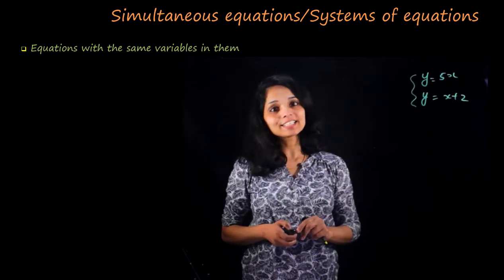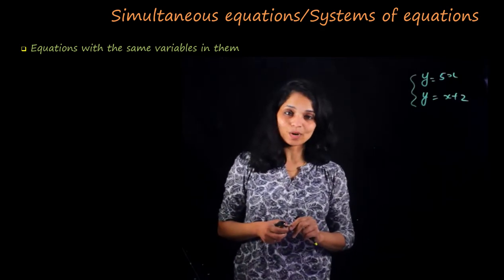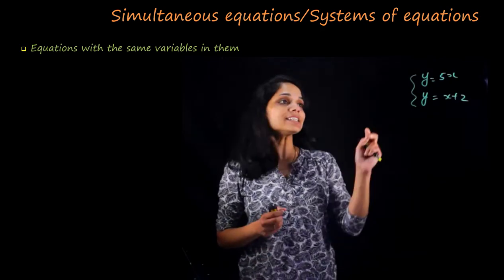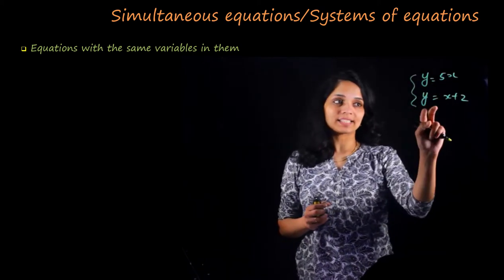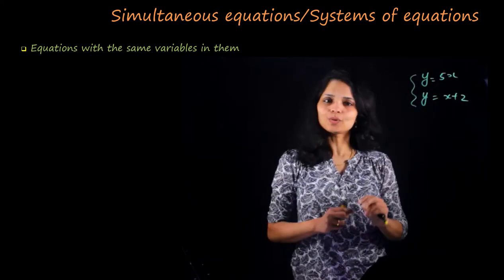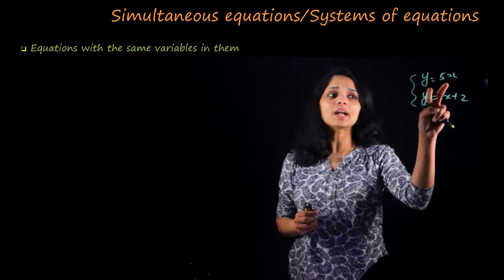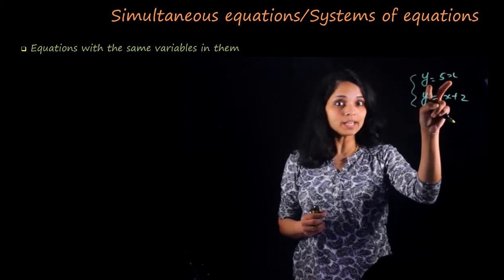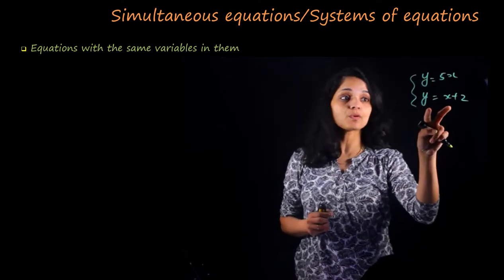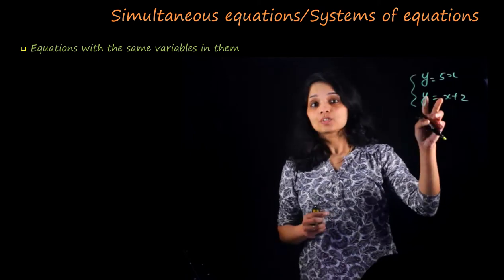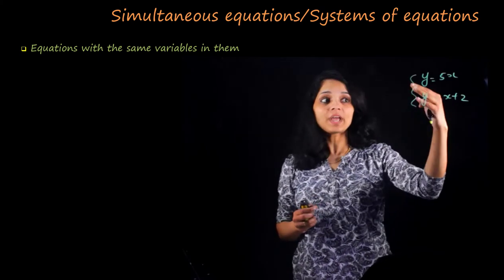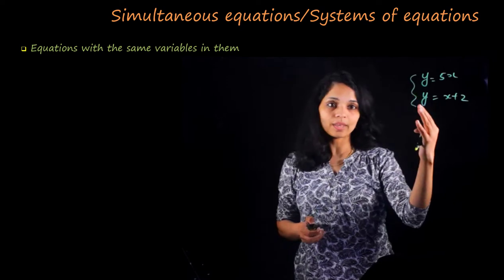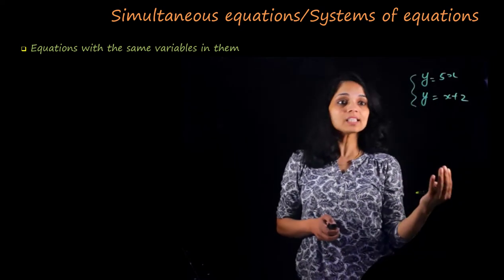In this video, I'll teach you how to solve simultaneous equations or systems of equations. Consider these two equations, y equals 5x and y equals x plus 2. Two linear equations, but there are two unknown variables in here, x and y. But these two variables are the same for both of these equations. So if equations have the same variables in them, we call them simultaneous equations or systems of equations.